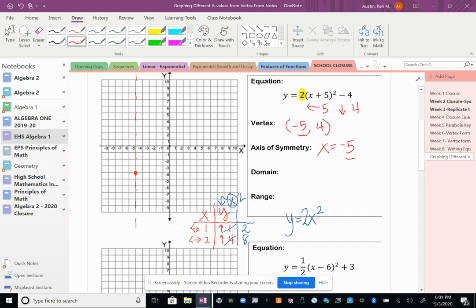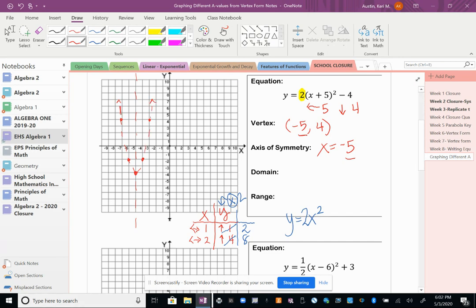Okay, so we walk over 1. Normally we would just go up 1, but it's twice as much. So it's 1, 2. Same to the other side. 1, 2. And then the next one, go back to the vertex, walk over 2. Normally if I square 2, I get 4. But there's a 2 in front, so it's twice as much. 1, 2, 3, 4, 5, 6, 7, 8. And I can copy that over there. You'll notice this looks skinnier than the parabolas we were doing last week.